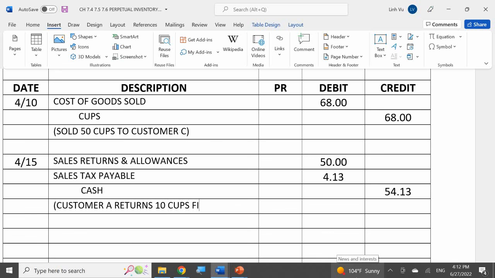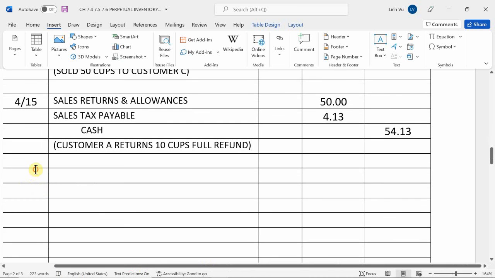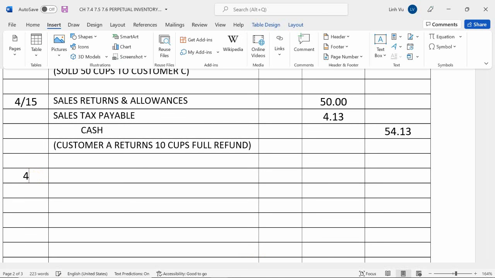In this case, you can make a note saying that customer A returns 10 cups, full refund. Now, customer A returns 10 coffee cups for a full refund. So what does that tell me? That says you've got to increase your inventory back up by 10 cups. I have to put it back into my inventory, and what else do I have to do?